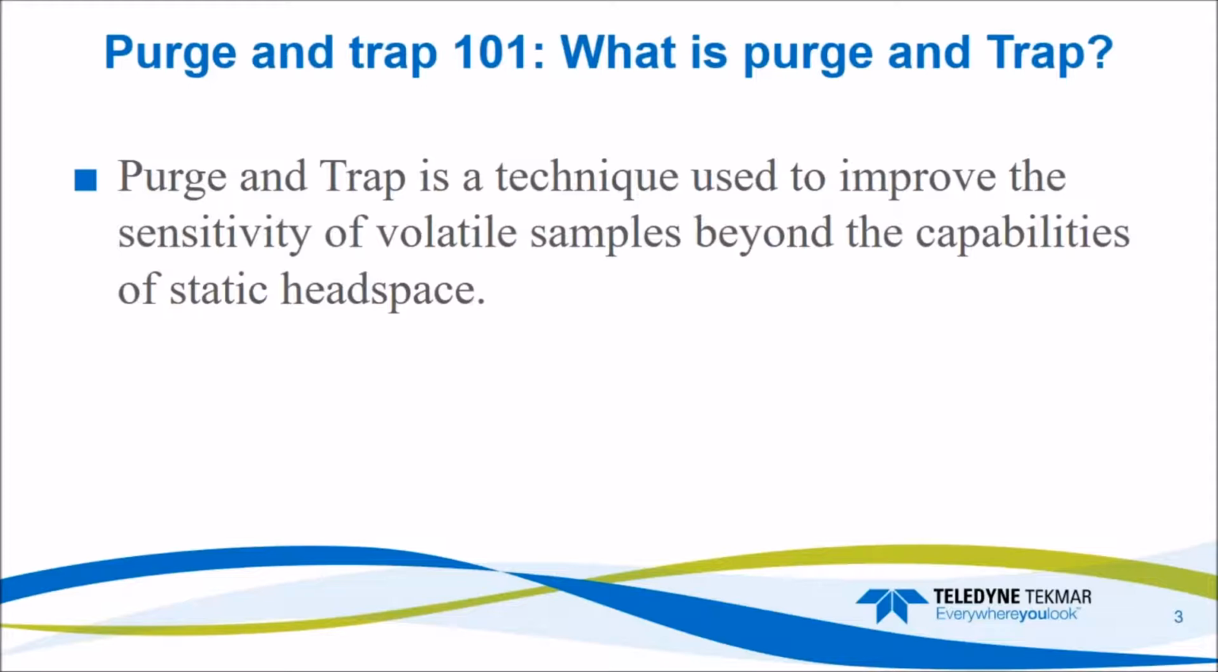So just so everyone is on the same page, let's go over exactly what purge and trap is. Purge and trap is a technique used to improve the sensitivity of volatile samples analyzed by a GC and their detectors, such as a mass spec, and go beyond the capabilities of other sample preparation methods like static headspace or liquid injections.